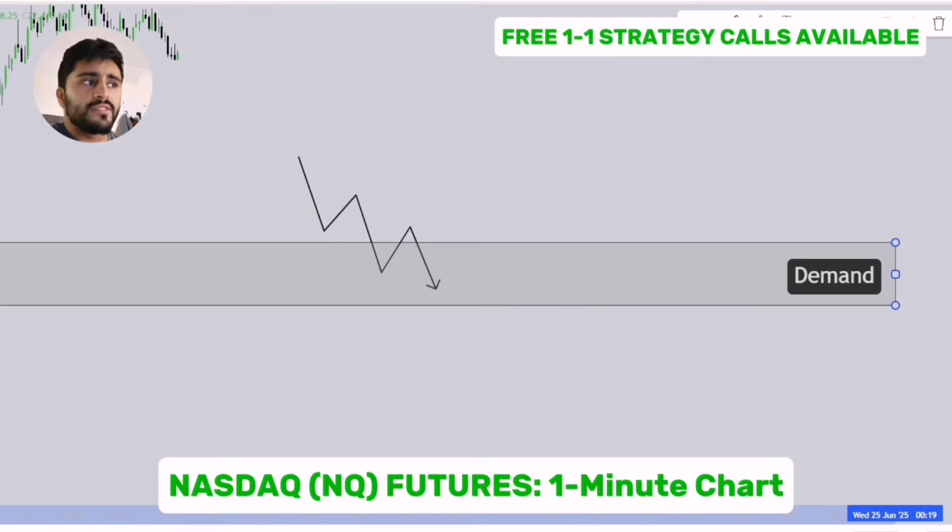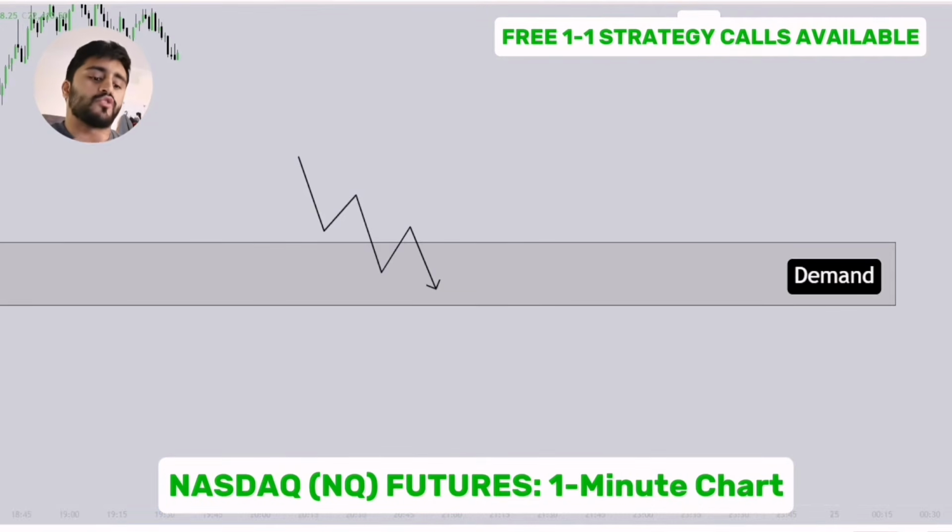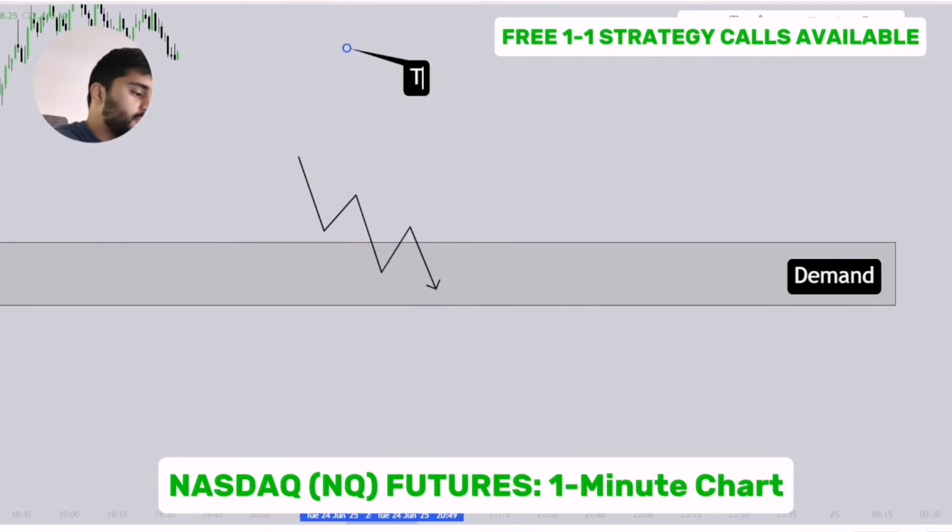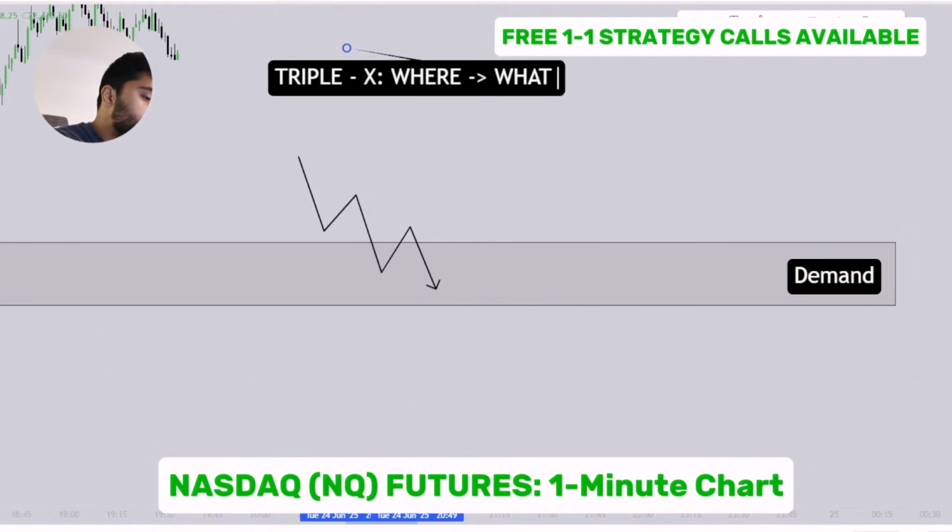And the way I want traders to think about this is what we call a triple X model. The triple X model is something that I've designed and it's super simple, right? As you can probably tell by the name, it has 3 key components. You want to know where to trade from, you want to know what to look for, and you want to know why you are looking for it, right?